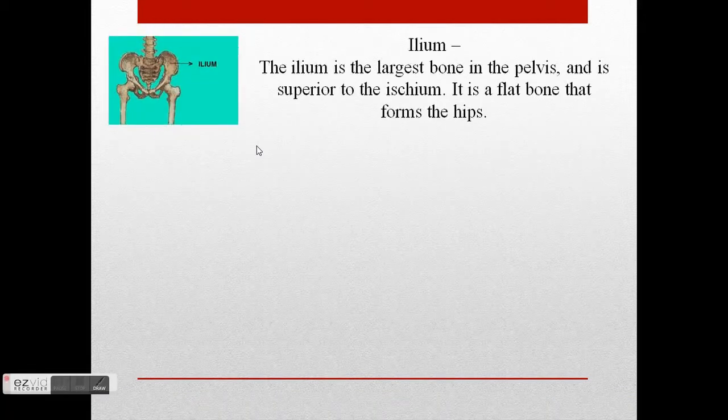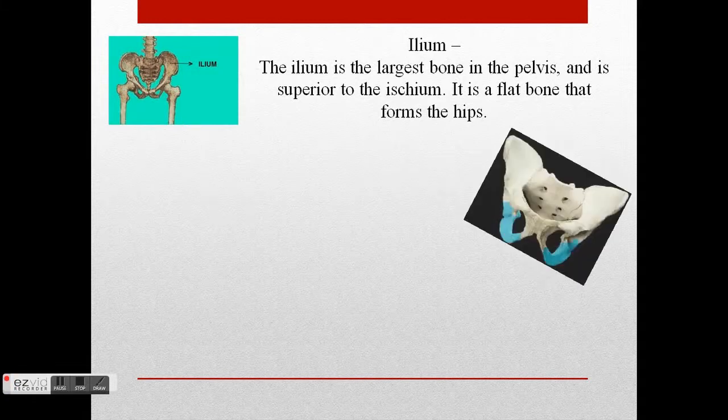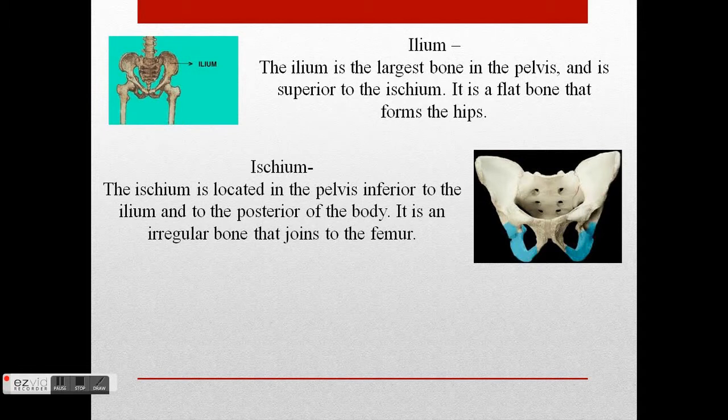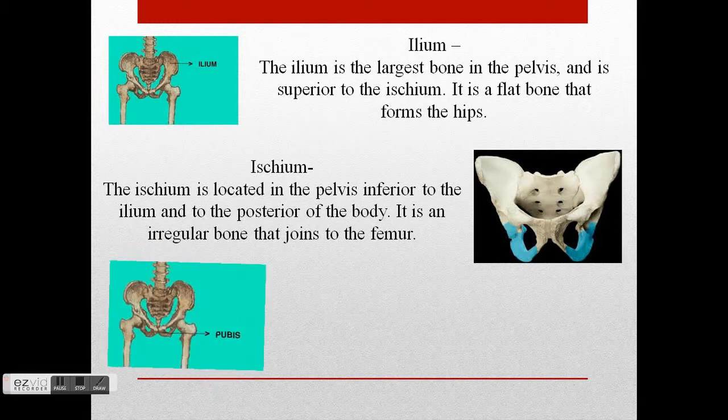The ilium is the largest bone in the pelvis and is superior to the ischium. It is a flat bone that forms the hips. The ischium is located in the pelvis, inferior to the ilium and to the posterior of the body. It is an irregular bone that joins to the femur.